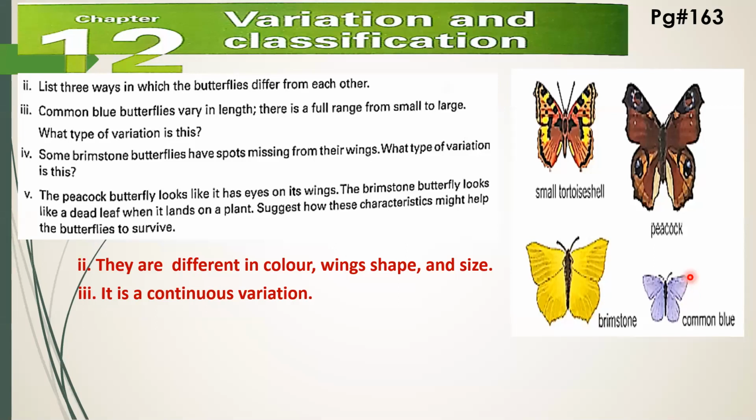Can I move to the next part? The fourth part is some brimstone butterflies have spots missing from their wings. What type of variation is this? Is this a continuous variation or a discontinuous variation?